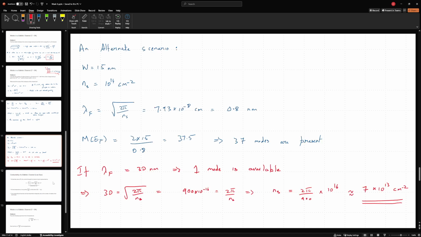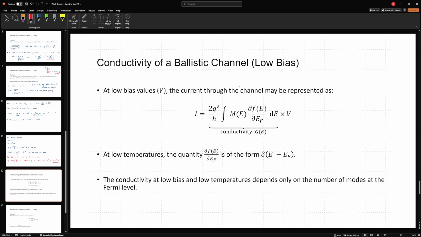So let us move to the next topic. Now, to understand the conductivity of a ballistic channel at low biases. When we say at low biases, the tacit implication is V is approximately zero, or rather, I should say V is tending to zero.